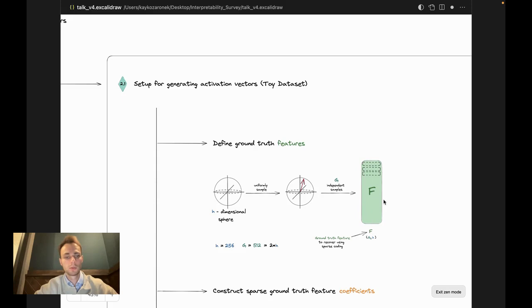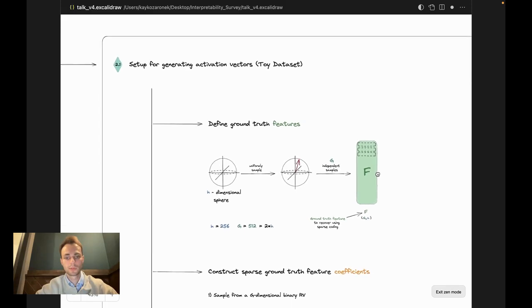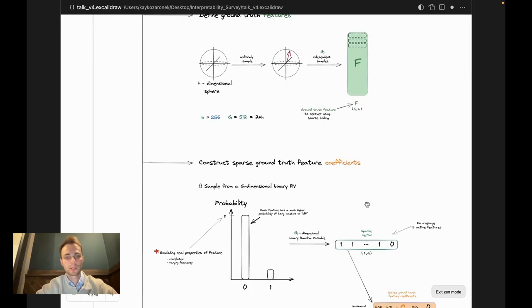And those we will later want to recover with the sparse coding method. To arrive at the activation vectors, we also need coefficients to multiply with our features. The first step in constructing these coefficients is to sample from a Bernoulli distribution, where the probability of 0 is very high and the probability of 1 is very low. Now, we want to do this because we want to ensure that the feature vectors are multiplied with coefficients that are very sparsely activated, so that on average, the vector that we get here only has 5 active features.